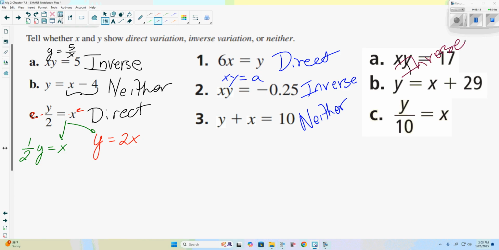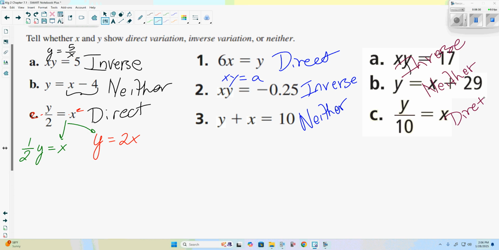All right, let's look at B. Y equals x plus 29 plus 29. Neither. C. This would actually be direct.